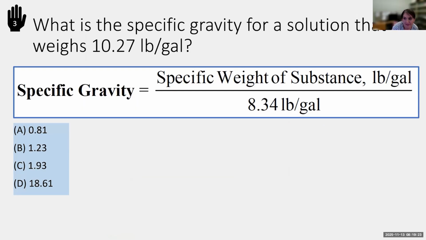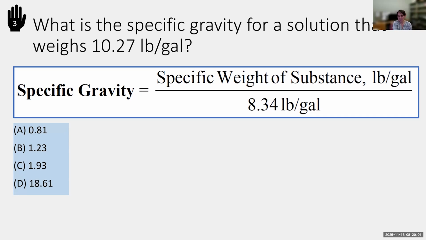Okay, so let's do some math. We are being asked to calculate the specific gravity for a solution that weighs 10.27 pounds per gallon. And we have a list of possible answers. A is 0.81, B is 1.23, C is 1.93, and D is 18.61. So remember, specific gravity is unitless. So these are just numbers. Okay, we also have our specific gravity equation, which is provided on the WPI formula sheet when you take your exam. So you don't have to have this one memorized.